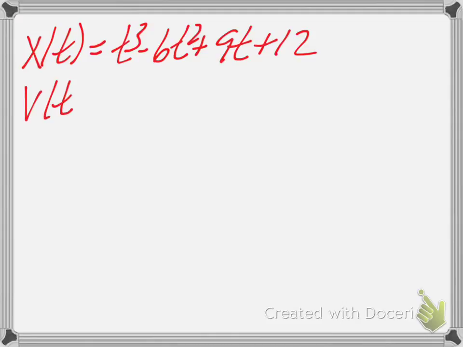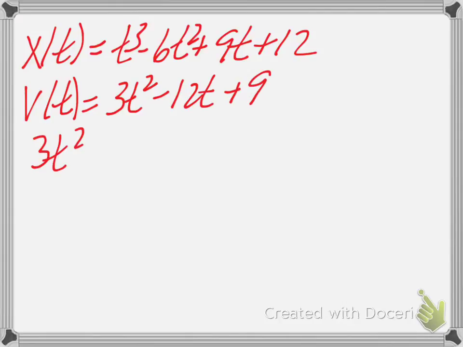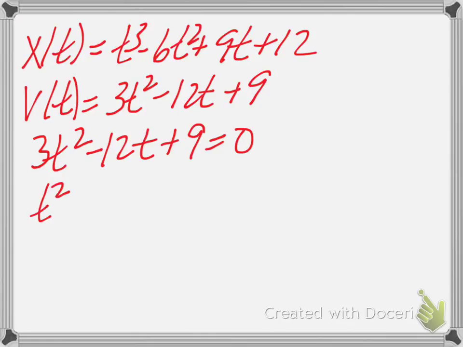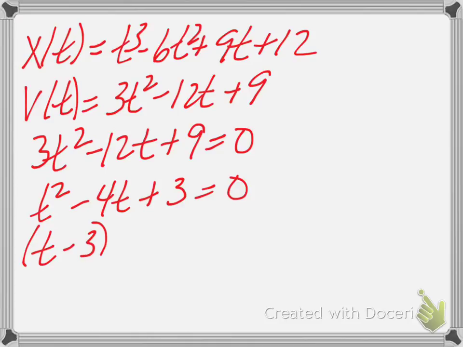V of t will be this. Okay, we're going to set that equal to 0 because how else are we going to get any sort of intervals, right? And we can divide every term by 3. Okay, and then we'll factor. And we get 2 solutions.